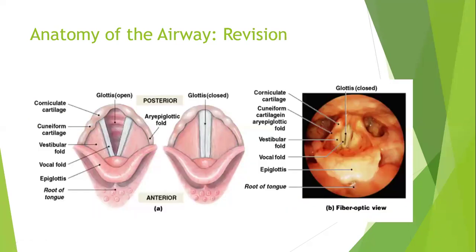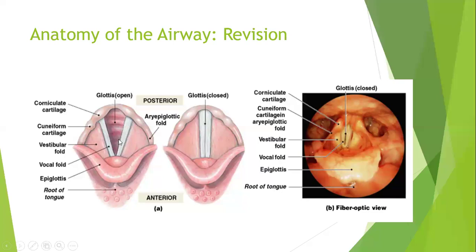So look at this. This is what you will see on laryngoscopy. We'll see the glottic opening here, surrounded by the two vocal folds and the vestibular fold. All your laryngeal cartilages are here. This is the root of the tongue. Posteriorly, this we will see.